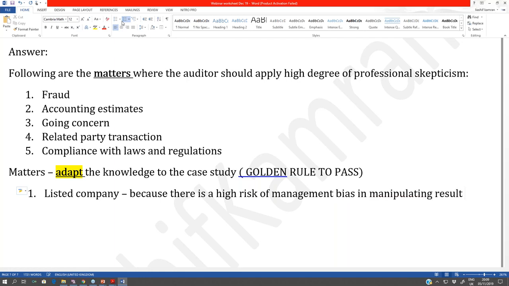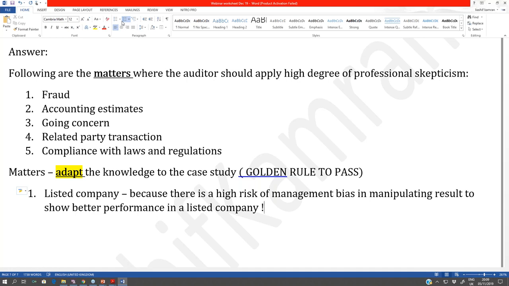There is a high risk of management bias in manipulating results to show better performance in a listed company. So I need to be more skeptical here. I'm just trying to make my points. I'm not writing the paragraphs, but I'm trying to assure you that I am writing a point where I need to be skeptical out of the case study. Is everyone clear on that first point?